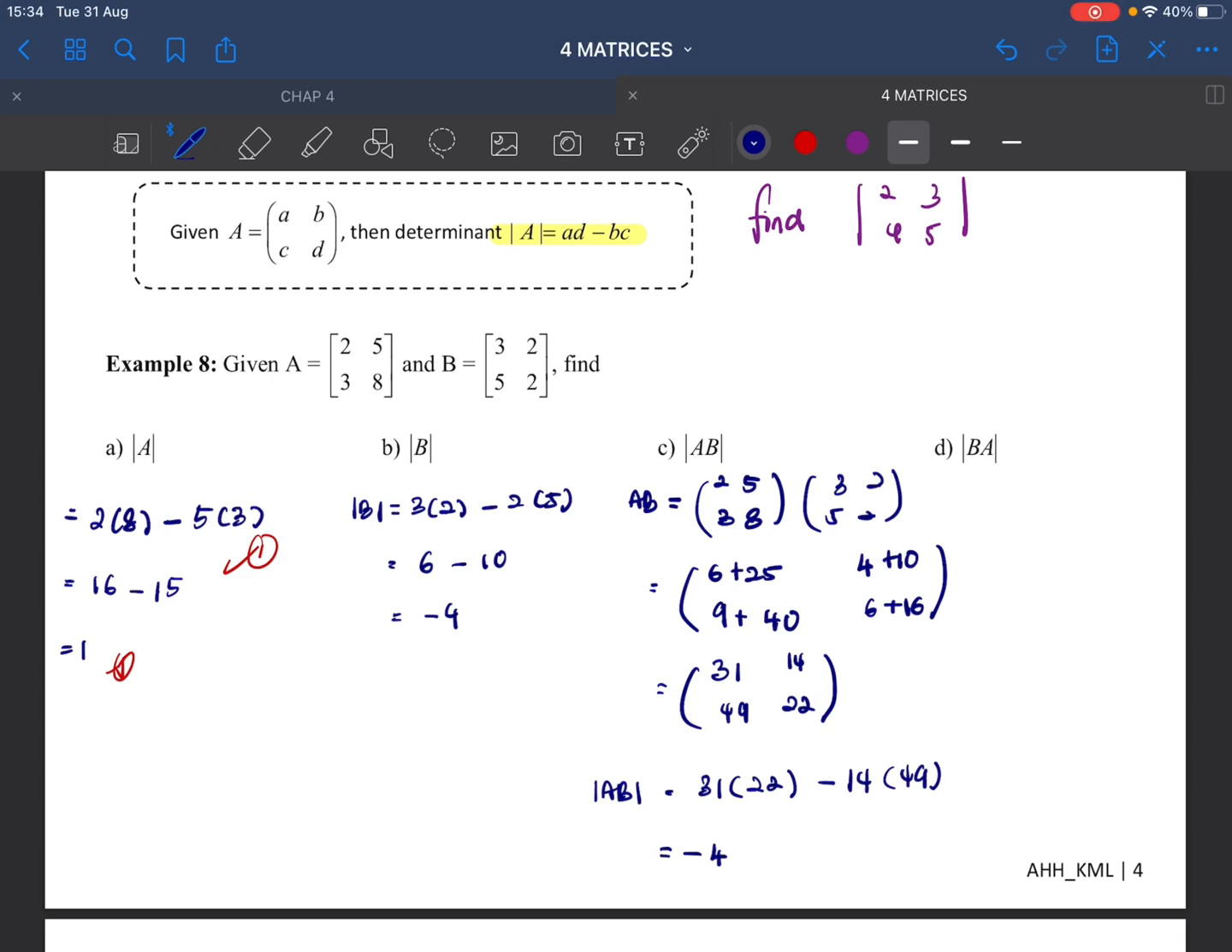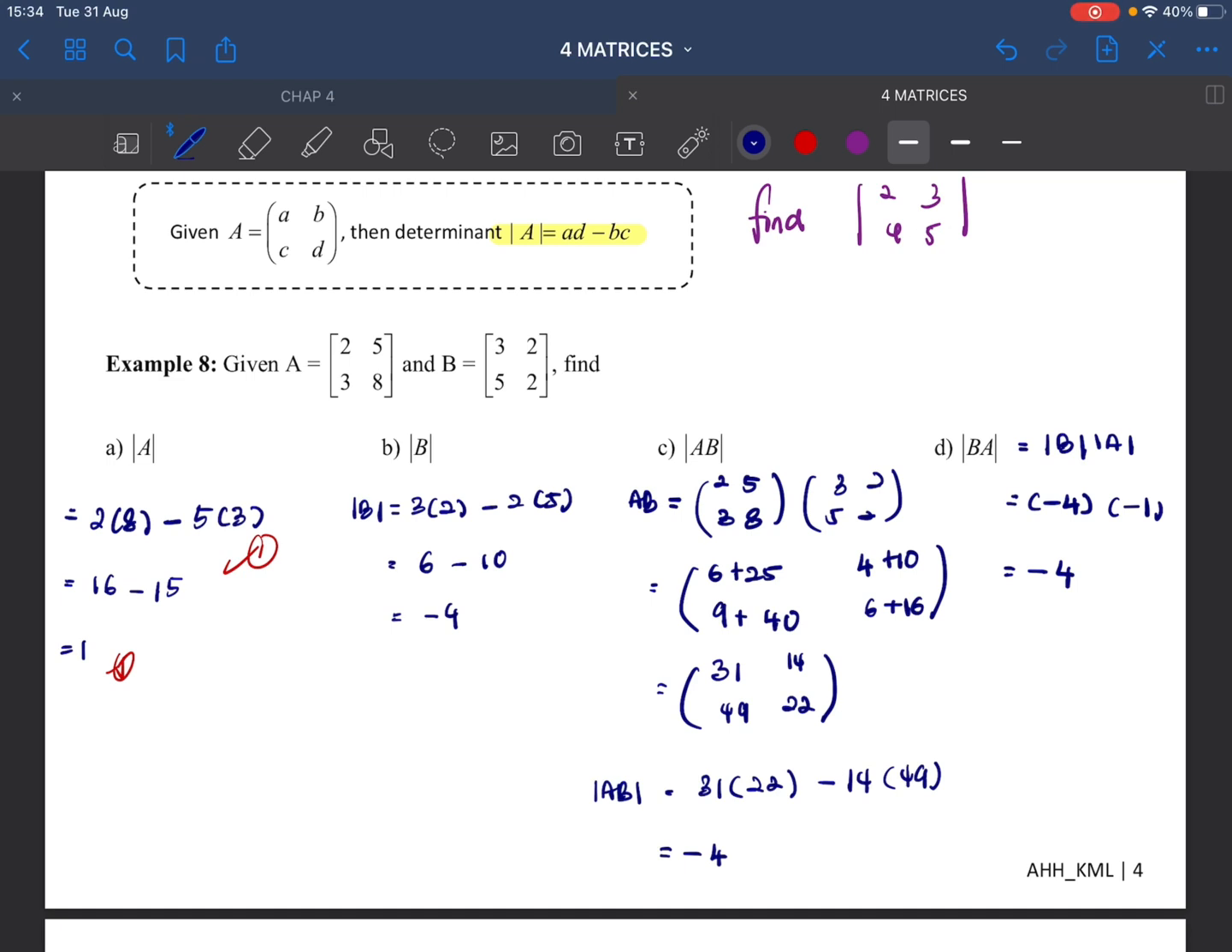Ada few properties. So let's say dekat sini the question asks for determinant of BA. So instead of kita cari pula multiplication of BA, we can just use the properties by using determinant B, determinant A. Okay, so determinant of BA is equals to determinant of B times determinant of A. So determinant of B we have from question B, which is negative 4. Determinant of A we have it here, 1. So negative 4 times 1, straight away kita dapat negative 4 dekat situ.